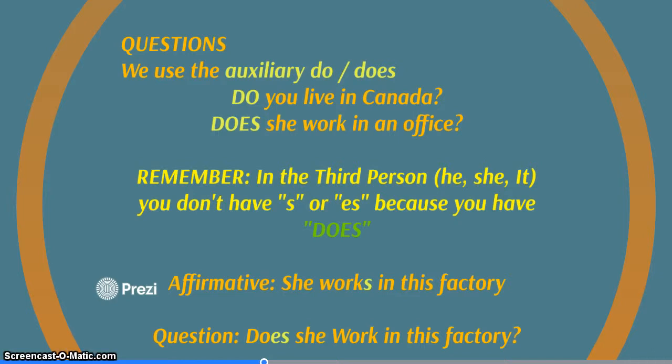Remember, in the third person singular, you don't need to write S or ES because we have does. Does gives the information. It says this is third person singular. So compare. She works in this factory, so we need the S. She works because this is affirmative. But look at the question. Does she work in this factory? Does says it's third person singular. So work doesn't have an S.